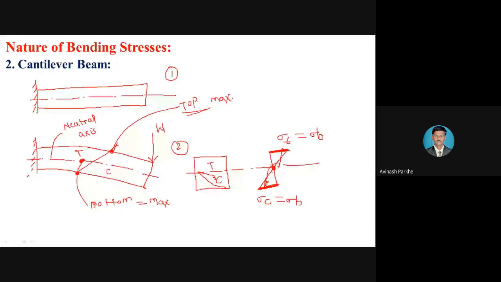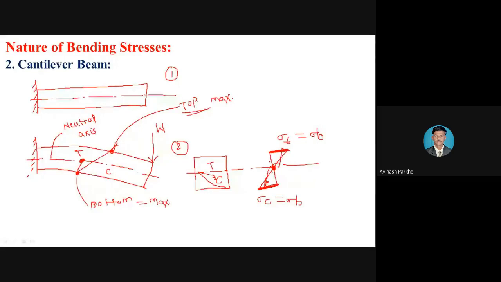So this is about the basic nature of the bending stresses, and in this particular chapter only we have to study the nature for these two types of beams. One is simply supported, another is cantilever. त्यामुळे simply supported मध्ये please keep in mind, upper portion of the neutral axis compression, bottom portion of the neutral axis tension. In case of a cantilever, upper portion of the neutral axis tension, bottom portion of the neutral axis compression.